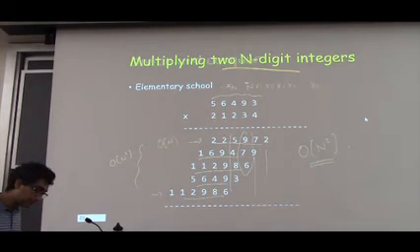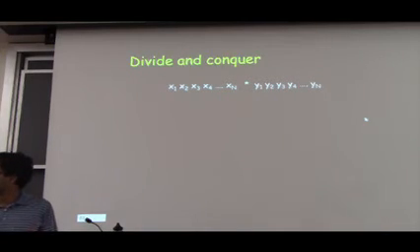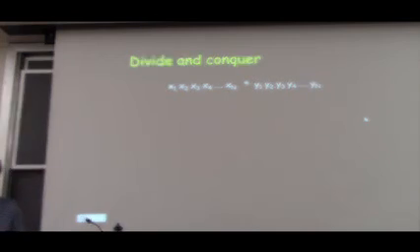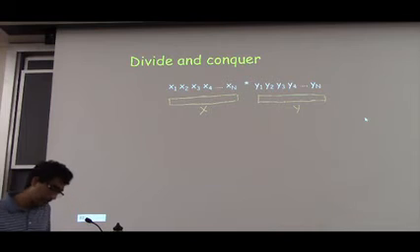So now that we saw some examples and we are experts in this, let's try to see how you would do divide and conquer. You've got two n-digit numbers that you want to multiply. Let's write them out in a nice block format. This is x and this is y.